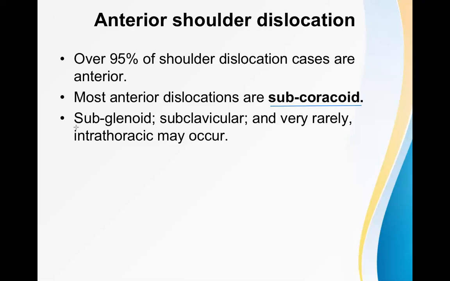Rarely, the head may just be present below the glenoid cavity, which is subglenoid, below the clavicle, subclavicular, and very rarely intrathoracic may also occur. Intrathoracic means it is going way down. Okay, this is very rare.